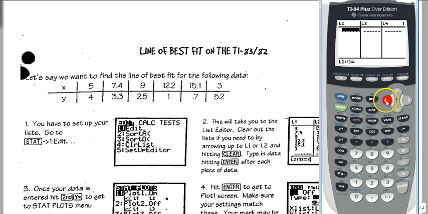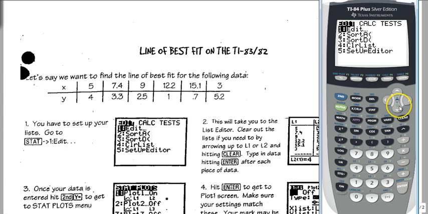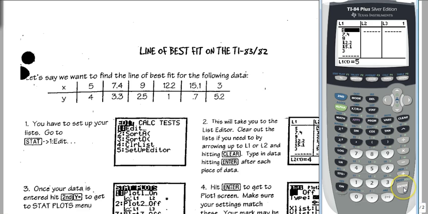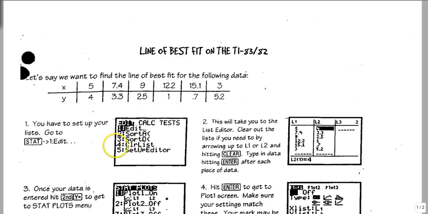So if you lost L1, here's what you need to do. Just go to stat and go down to 5. Setup editor will bring everything back to normal. So enter, enter, done. If you go back to stat edit, the L1 should be back there. And it brought actually the values back. So now this time I'm going to clear and hit enter. And I did. Okay, so anyway, setup editor. Here it is right here. Setup editor, if you delete a list by accident. Important thing to know. Okay, now I'm going to go to the next page.